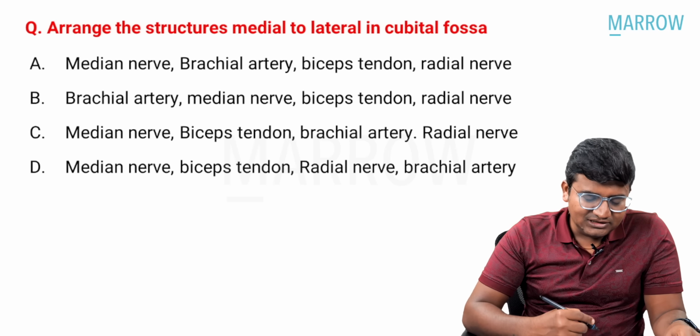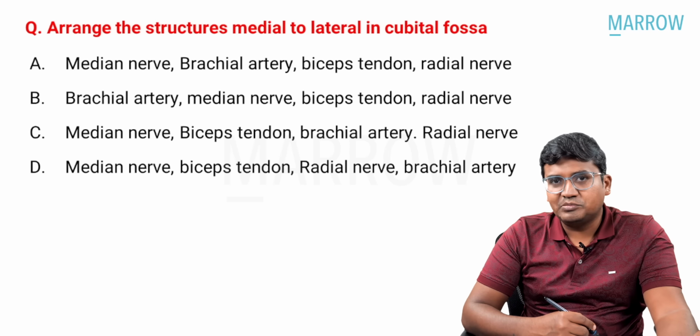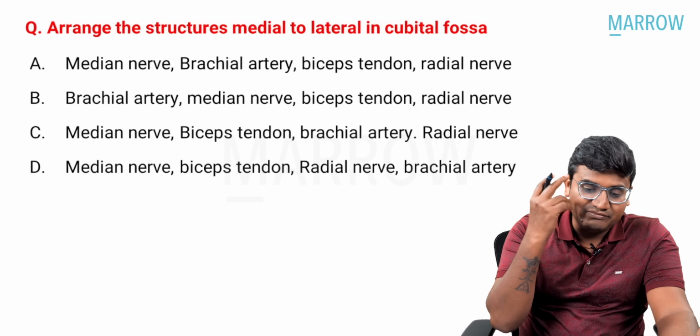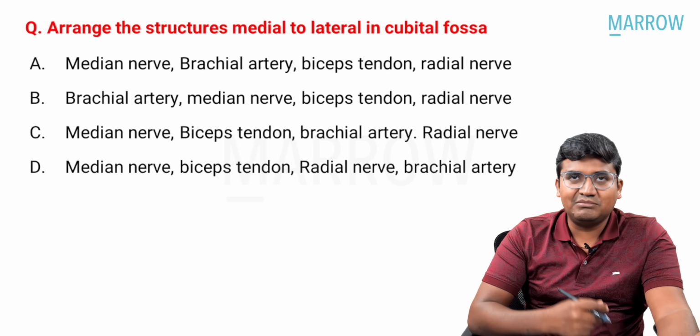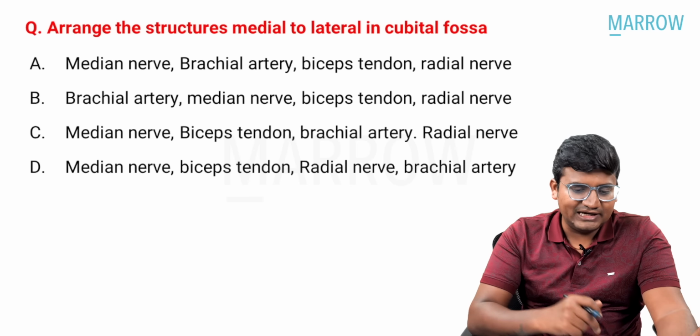Now see the next question. Now next question, arrange the structures from medial to lateral in the cubital fossa. Again, repeat question. 2019 exam, we got 2 questions from cubital fossa. They marked the median nerve and they asked the question about the median nerve. So again, they gave the question.